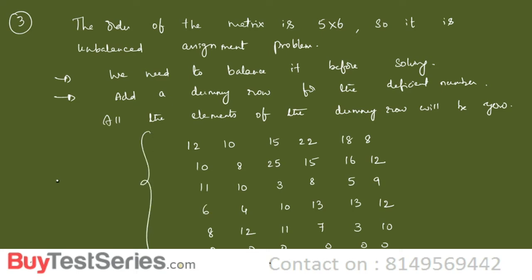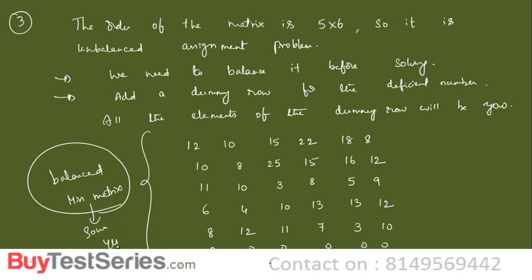Now tell me, is it balanced now? Yes, it is balanced. Okay, is it a minimization matrix? Yes, it is a minimization matrix, which means both conditions are satisfied. Can I solve this problem now? Answer is yes. You got the point? So what we have done is we have converted an unbalanced problem into a balanced one by adding a dummy row. Is that clear? Now that the dummy row is added, it has become balanced, and it is a minimization problem, obviously.